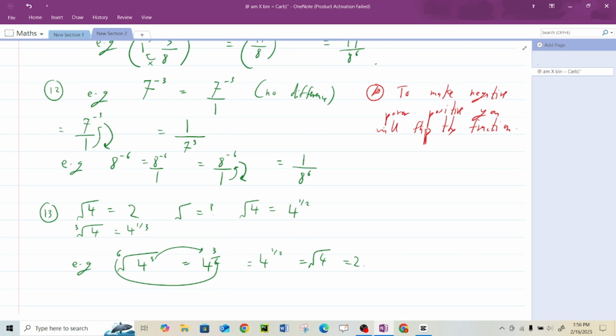Now, one final thing. Indices is the beginning of algebra. What if algebra comes in other places as well? For example, algebraic fractions. I made a video on that as well. You're going to have that video come in front of you. If you want to learn that, you can go and watch it. I've explained in detail how to solve algebraic fractions over there.